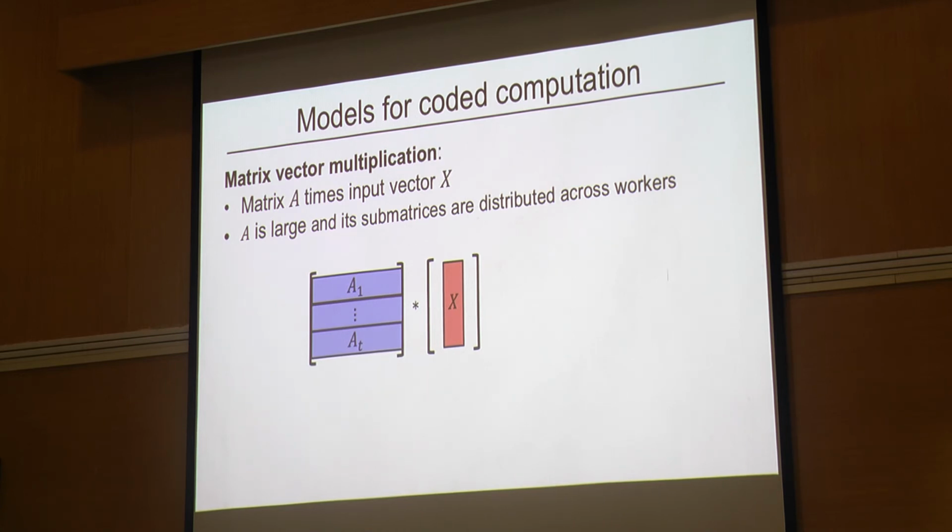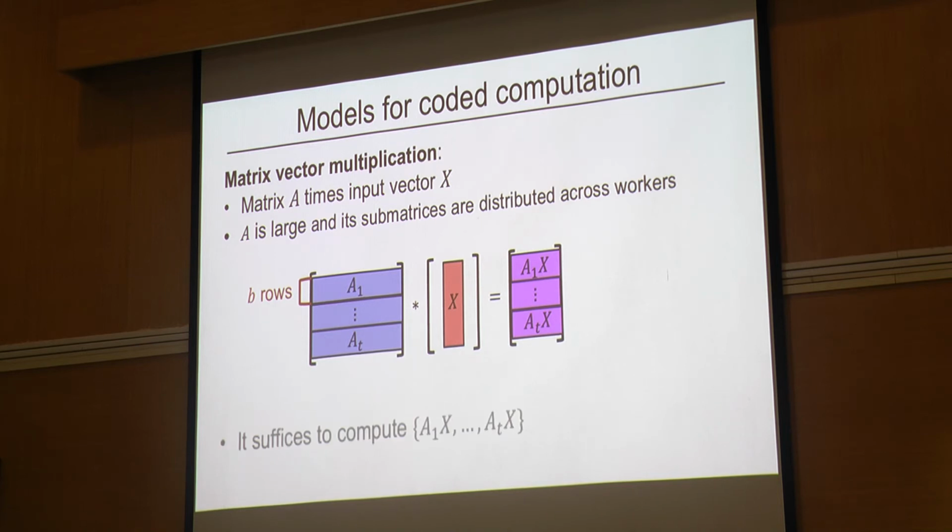Because when you're doing computation on it, you want it to be in memory, because otherwise if you have to access disk during computation, then it will be too slow. So that's the reason why one might want to distribute A across different machines. Let's say each of these sub-matrices has B rows. Then basically if one computes A1x to ATx, then we have the result of the computation.